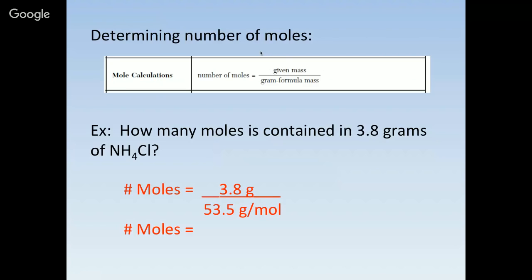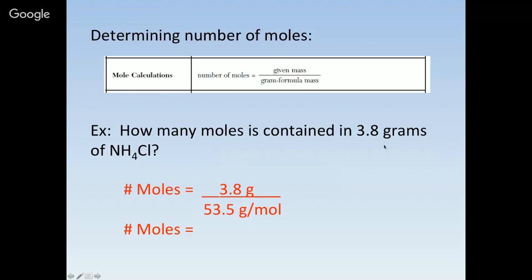Okay, so for this one, you want to set it up with 3.8 grams over the gram formula mass of NH4Cl. Remember, for the NH4Cl, you just have to look up the masses on the periodic table and add them together. I always recommend you round to the tenth. Just be careful on that rounding.